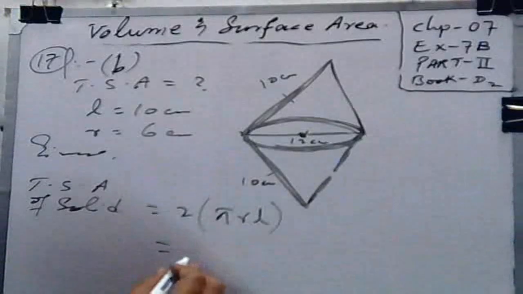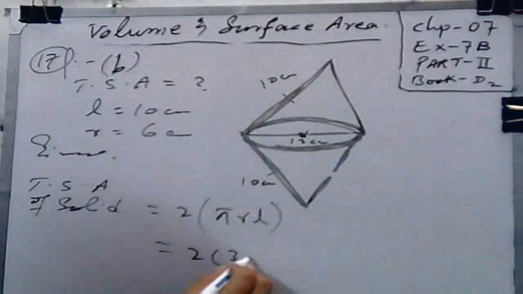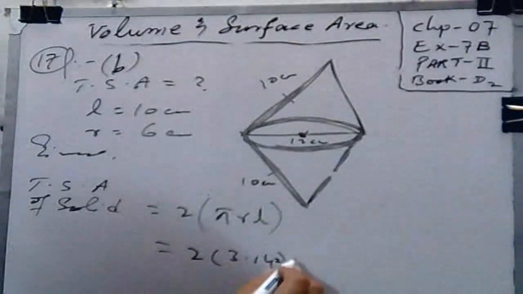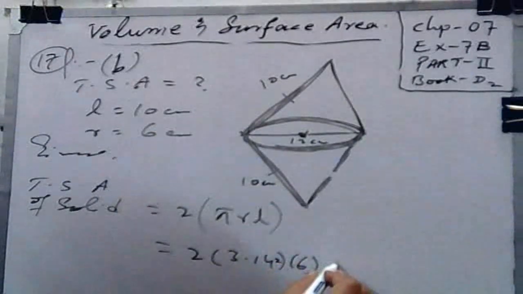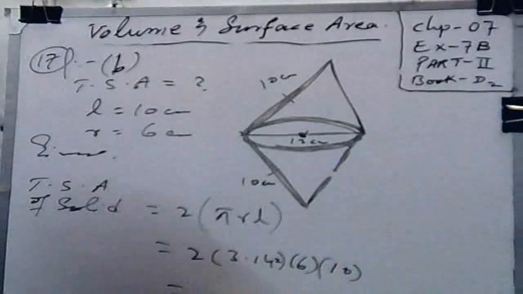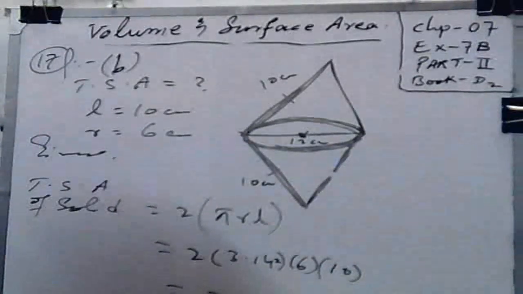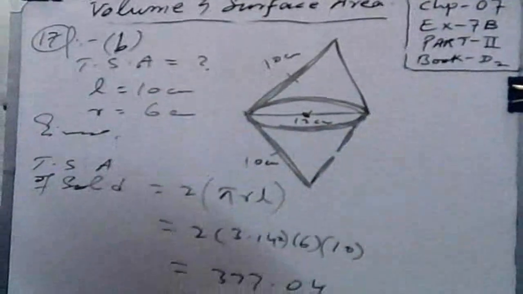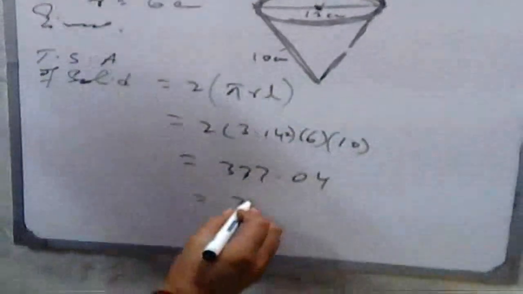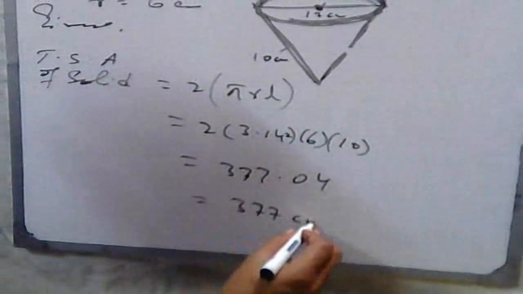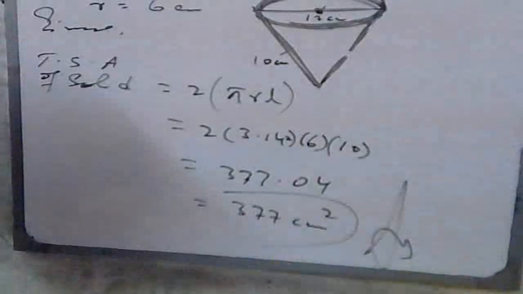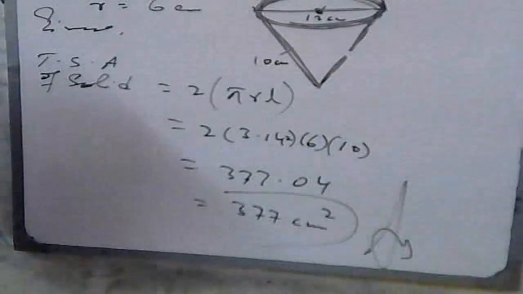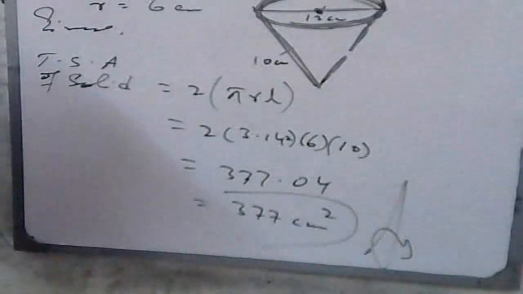we can see with the help of the diagram. Putting the values, 3.142, the value of r is 6, L is 10. After simplification you will get 377 centimeters square, which is your required result. Coming to question number 18.